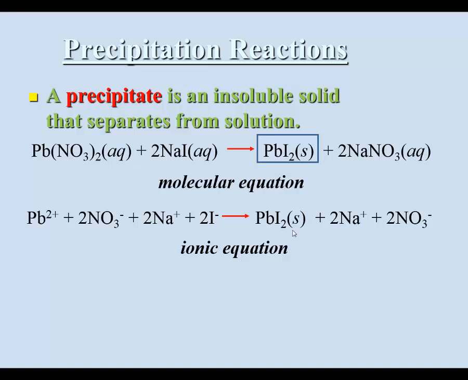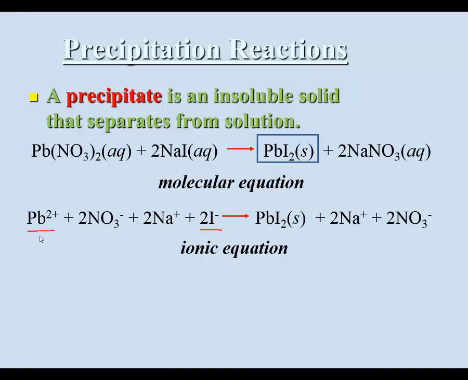Now, once I look at all of the ions, which have separated by being surrounded by water molecules from their ionic species, we can decide that a few of them aren't changing. If we look at the sodium ions, I have sodium ions on both sides of this equation. And if I look at the nitrate ions, I have nitrate ions on both sides of the equation. However, my lead-2 cation and my iodide ions have changed their situation.